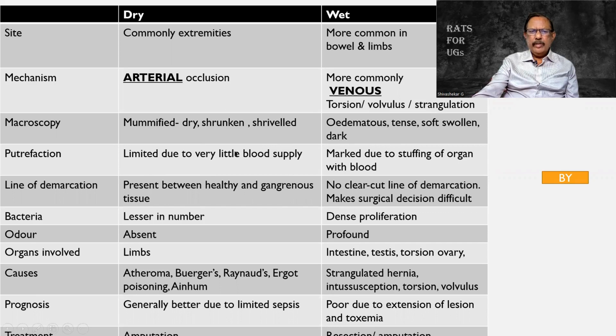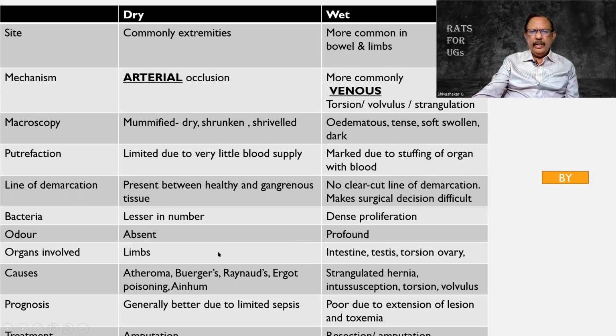Putrefaction is minimal because of very little blood supply in a dry gangrene, whereas it is marked due to stuffing of the organ with blood. Bacteria lesser in number, there is a dense proliferation. Odor is absent, profound foul odor. Organs we have already mentioned. Here it can be testis, intestine, ovary, etc.